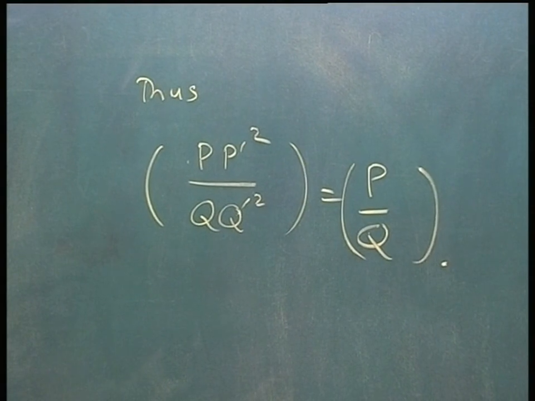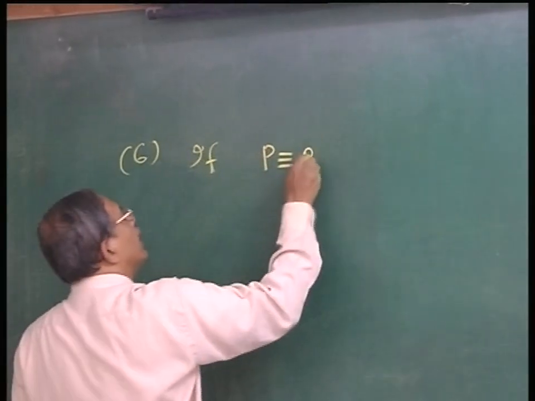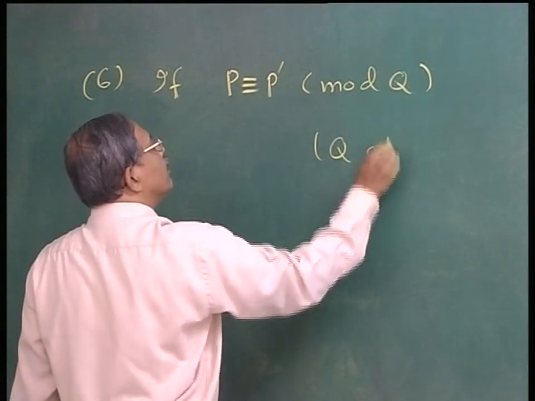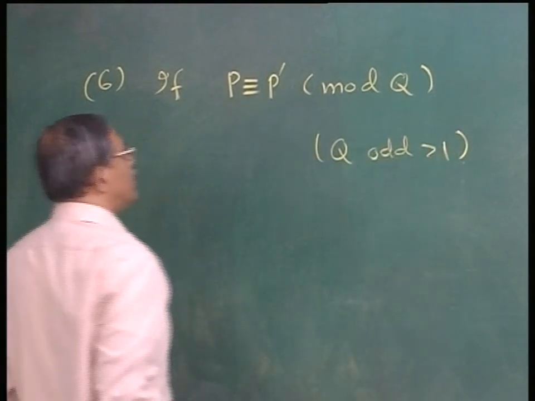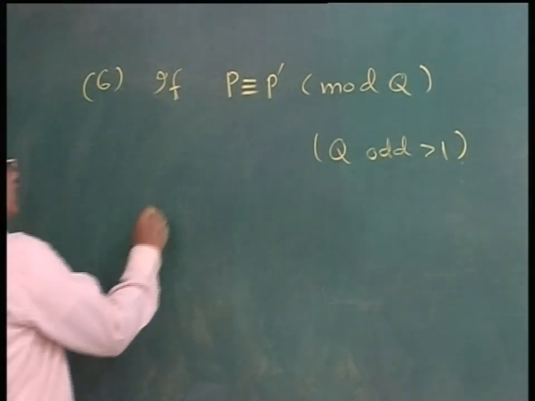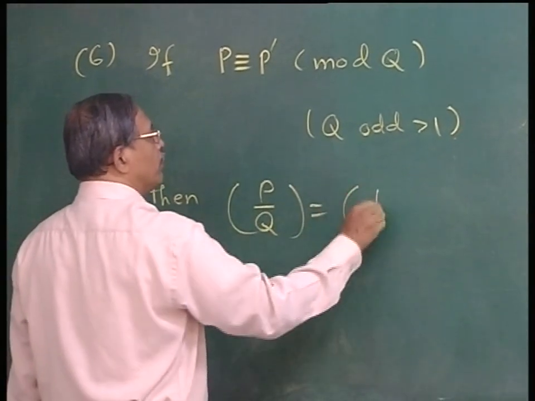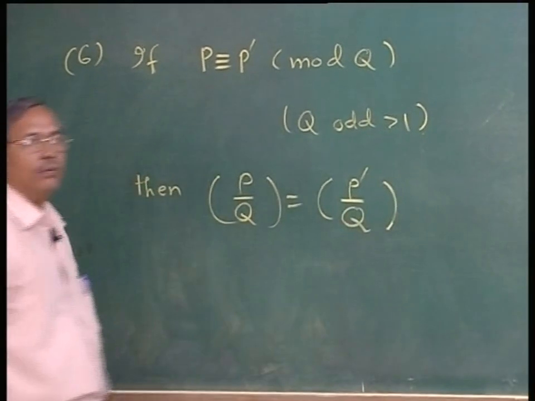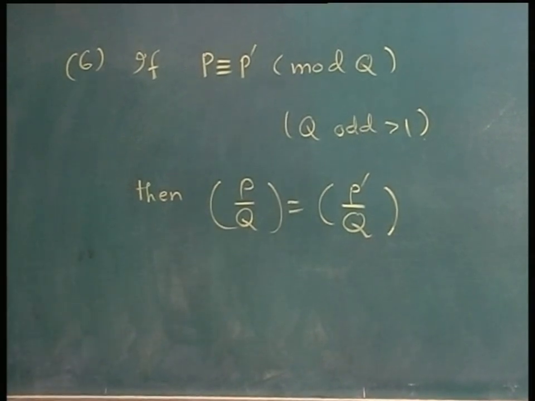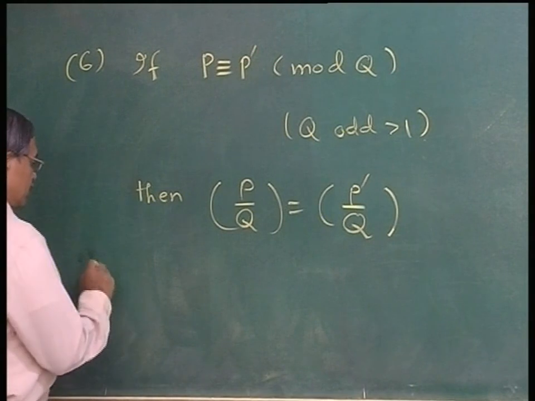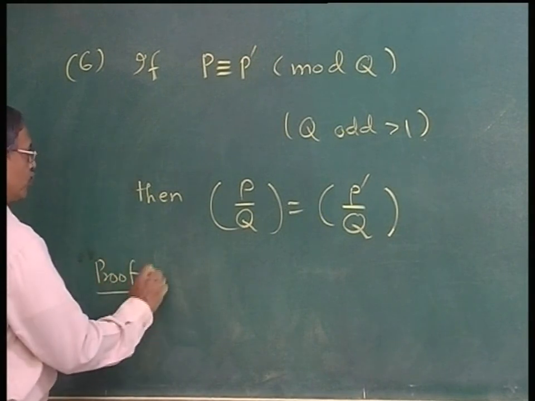One more property let me state. If P is congruent to P' mod Q, with Q odd and bigger than 1, then what is (P/Q)? It should be equal to (P'/Q), similar to the property of the Legendre symbol. And it can be derived from the property of the Legendre symbol. The proof is as follows.